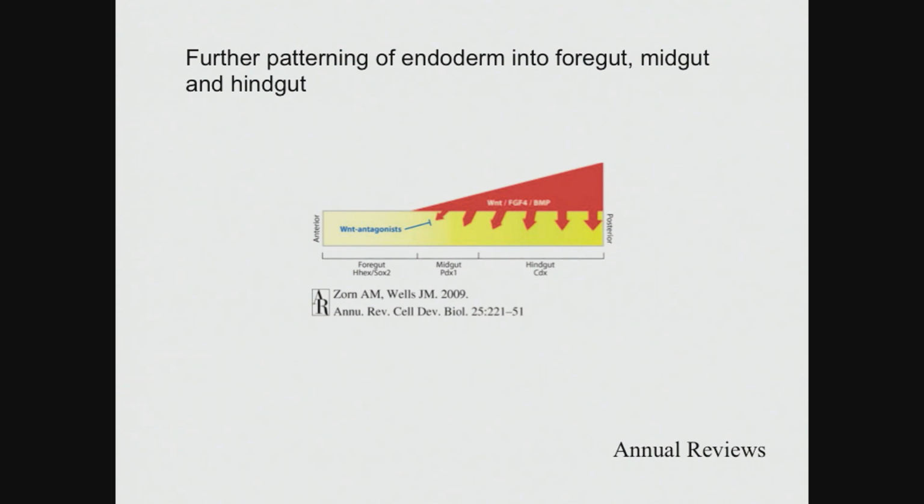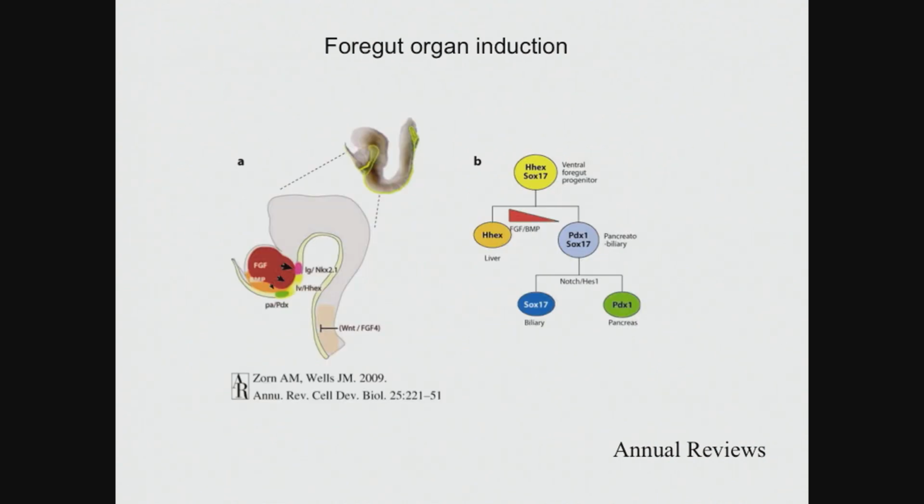And so this is a simple schematic from an Aaron Zorn review several years ago, showing that Wnts, FGF4, and BMP form a gradient right across the gut tube. Particularly for the hindgut, high levels of Wnts, FGFs, and BMPs are responsible for hindgut induction, whereas anterior, we know, for example, Wnt antagonists and low levels of Wnt are responsible for induction of foregut lineages.